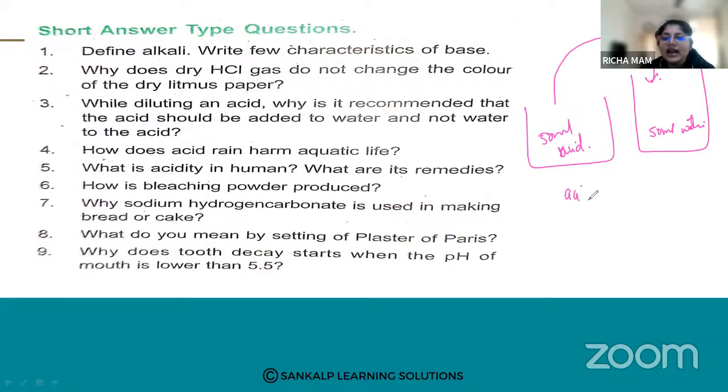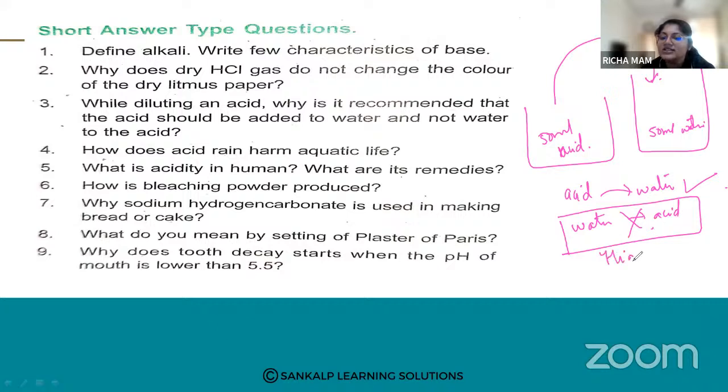So they say acid should be added to water and not water to acid. This should not be done; this should be done. Why? Because if you add water to acid, what will happen? This reaction is highly exothermic, which means it will release a large amount of heat.